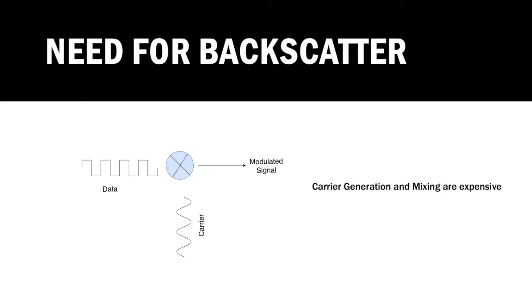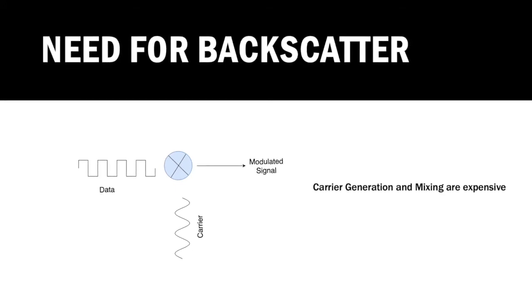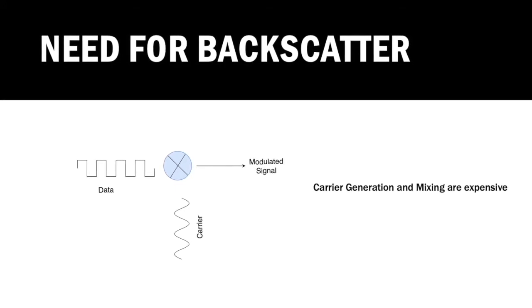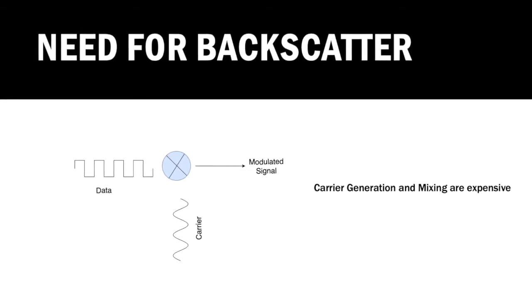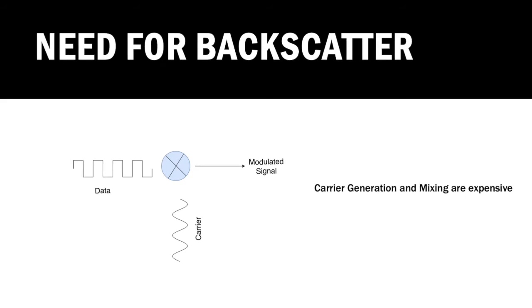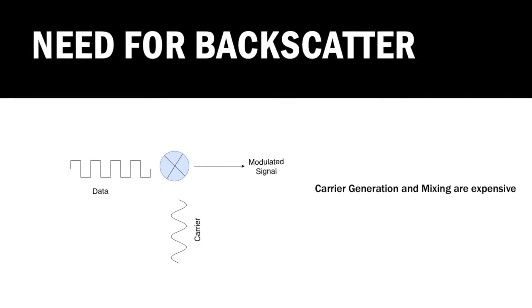So I will start off with the need for the Backscatter platform. In traditional RF transmitters, the transmitter generates its own carrier locally using some kind of local oscillator mechanism, and then this carrier is mixed with the incoming data stream, and the data modulates the carrier, and we have finally the modulated signal which is sent over the air.